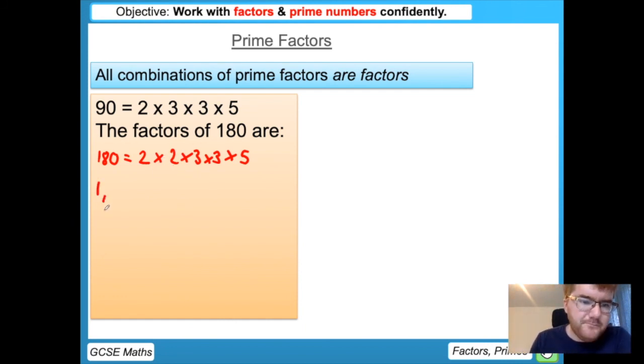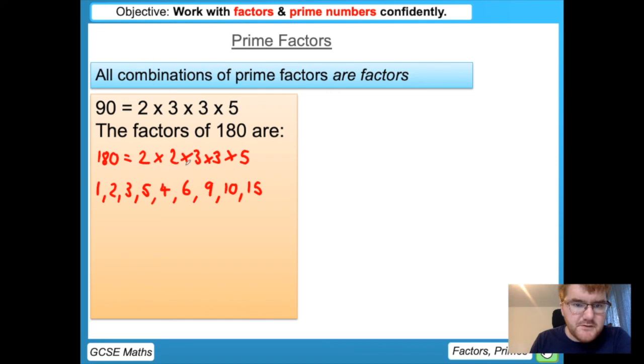Now we start with 1 and 2, 3 and 5, so all these numbers here. And now I do combinations of them. So 2 times 2 is 4, 2 times 3 is 6, 3 times 3 is 9, 5 times 2 is 10, 5 times 3 is 15. So I've done all the combinations of 2 of them. Now I'm going to do the combinations of 3 of them.